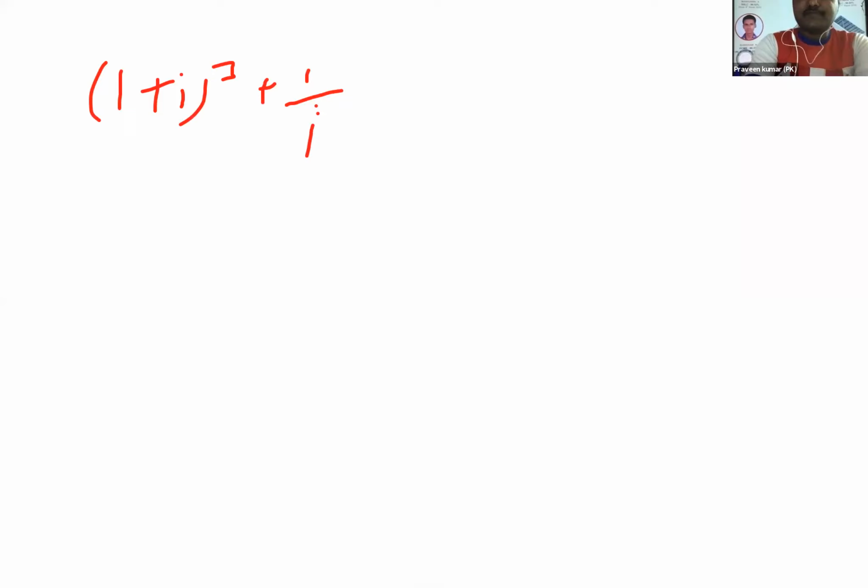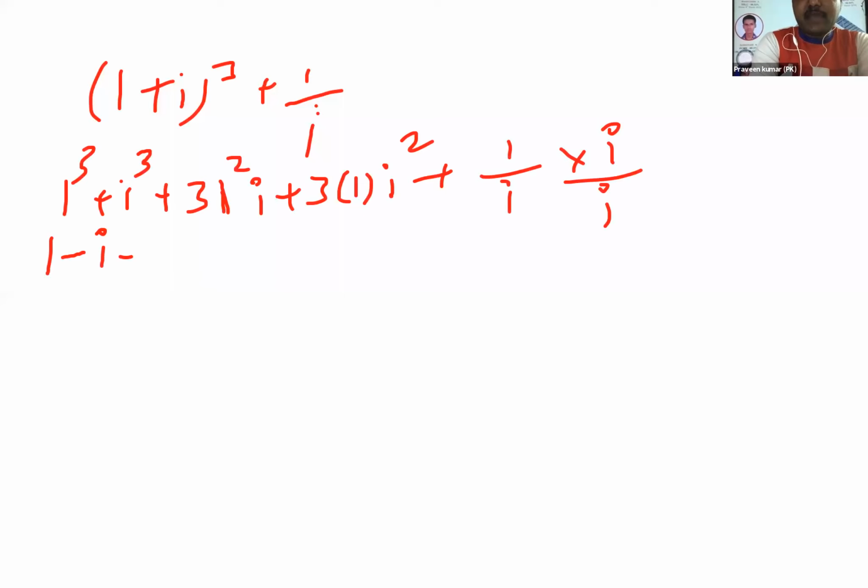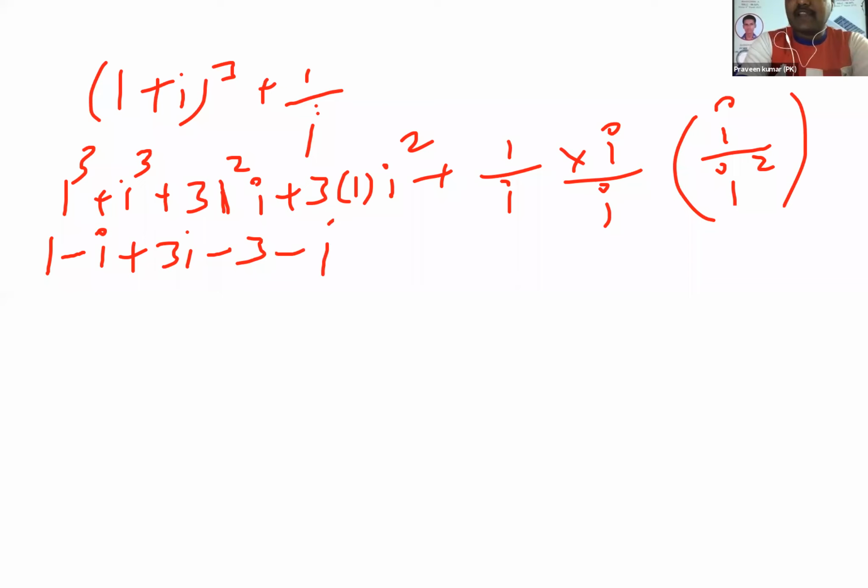How to solve this? The (a plus b) whole cube formula you are aware of: a cube plus b cube plus 3a square b plus 3ab square. Here a square means 1 square. Plus 1 by i, you can rationalize into i by i square. 1 cube value is 1, i cube value is minus i. 3i plus 3i square, i square value is minus 1, so minus 3. And i by i square, i square means minus 1, so minus i will come.